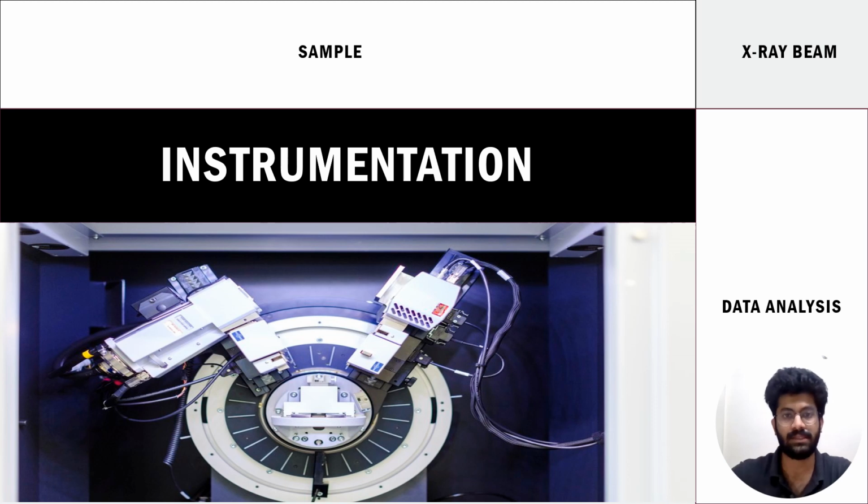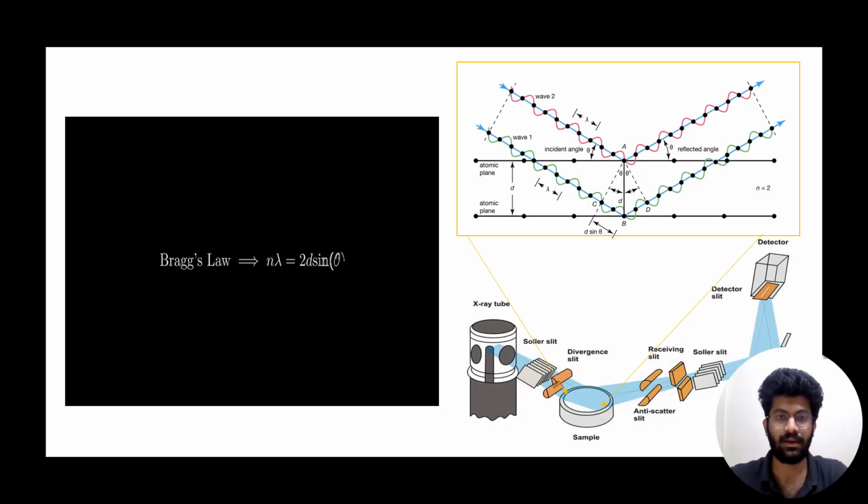Next comes the instrumentation, a bit of engineering, a bit of physics. Here you can see the actual XRD machine. The X-rays come from the left and interact with the sample placed in the middle, and the diffracted beams are detected by the detectors on the right. The basic principle here is Bragg's law. We have Soller and divergence slits to make sure the X-ray beam comes parallel to the sample.